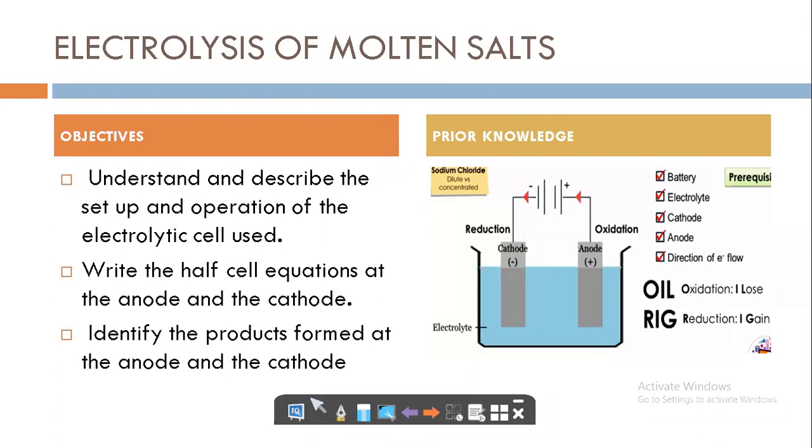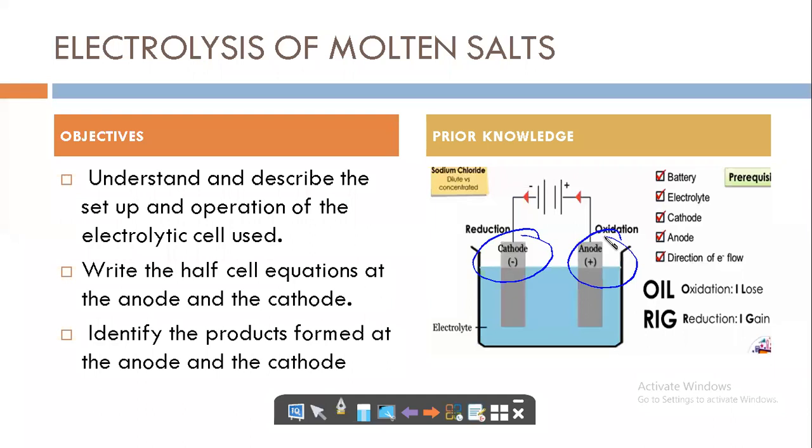When we are looking at the electrolysis of molten salts, the salt cannot conduct electricity in the solid state, so heat must be applied first. Then when the salt is in the molten state, you can pass electricity through it, and a chemical reaction will take place. The cations will move to the cathode. So positive ions will move to the negative electrode, and the negative ions will move to the positive electrode.